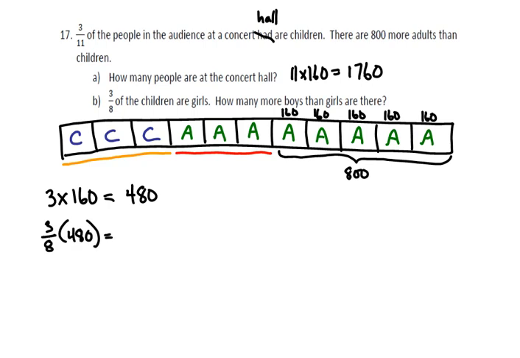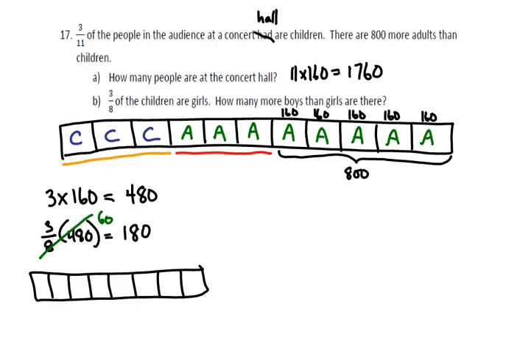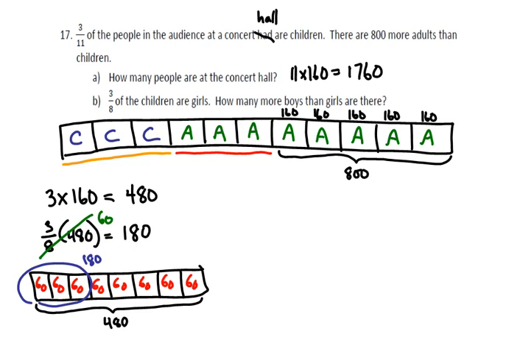480 we can divide by 8, and that would be 60, and 60 times 3 would be 180. Once again, if you wanted to, you could make a fraction bar which would have 8 parts to it, and if the whole thing were 480, 480 divided by 8 would give 60, and then 3 of those would be 180. So the number of girls was 180.